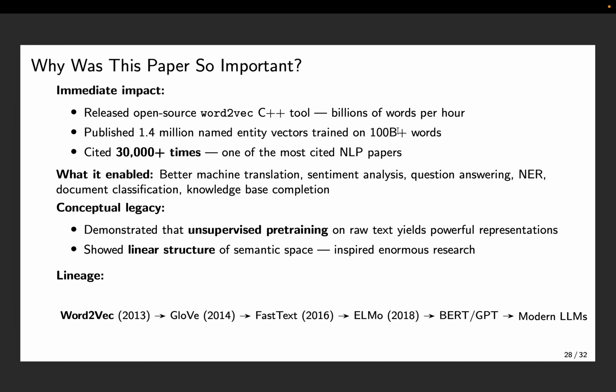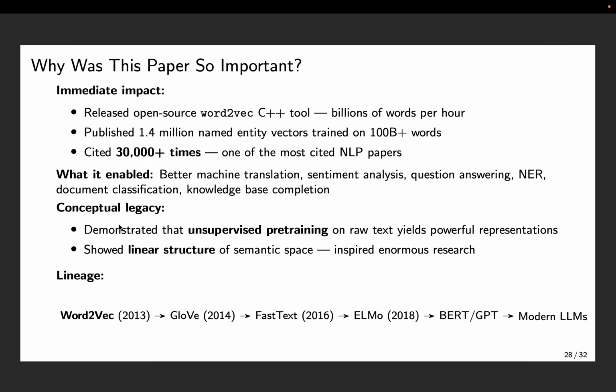It can process billions of words per hour on a single machine, and they also release pre-trained vectors for 1.4 million named entities, trained on 100 billion words. This paper has been cited over 3000 times and is one of the most cited papers in all of NLP and machine learning. What it enables: better machine translation, better sentiment analysis, improved named entity recognition, relation extraction, question answering, document classification, and many more. Knowledge base completion, using vector arithmetic to infer missing facts.